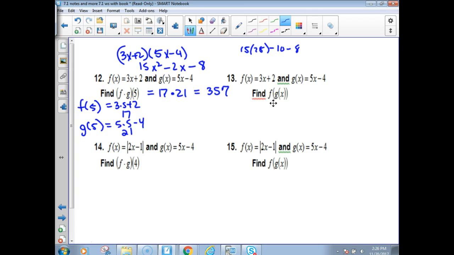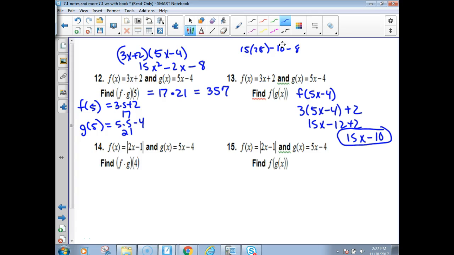I mean, probably didn't care if I proved it or not, but all right, f of g of x. That means to do the f of 5x minus 4. What does the f function do? It multiplies its input by 3. And the input is 5x minus 4, and then it adds on 2. So that's going to be 15x minus 12 plus 2. Final answer, 15x minus 10. Guys, quit making noises and stuff.